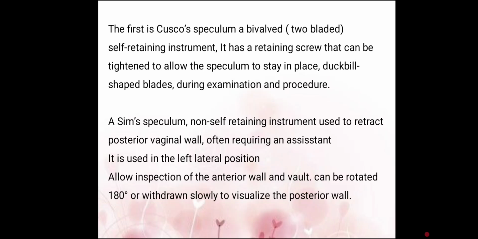Talking about the Cusco speculum: it's bivalved, has two blades, and is a self-retaining instrument with a retaining screw that allows the speculum to stay in place. Its blades look like a duckbill. While the Sims speculum is a non-self-retaining instrument and requires an assistant, it's used in the left lateral position or Sims position, to allow inspection of the anterior vaginal wall, and can be rotated to visualize other vaginal walls.